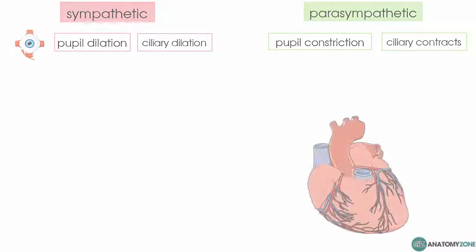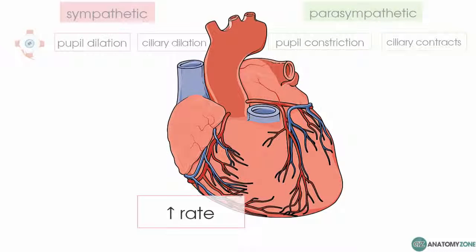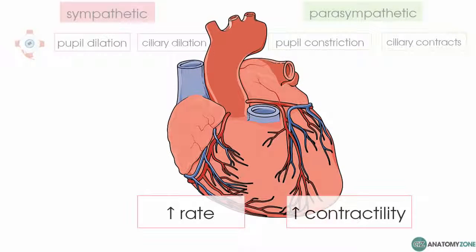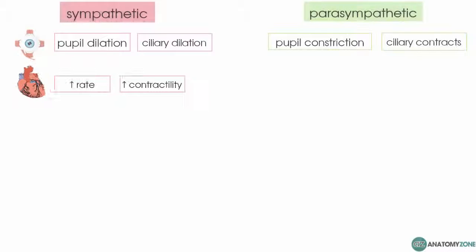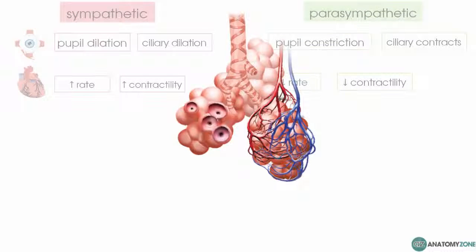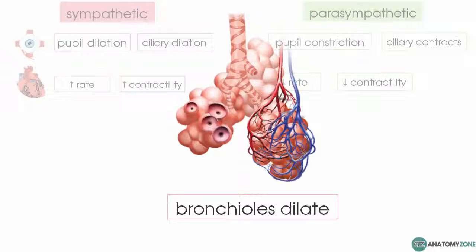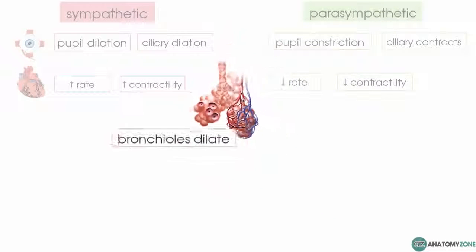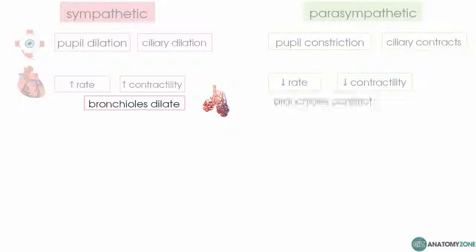You also would need to increase your heart rate and your heart's contractility to increase your cardiac output to get away from the lion. The sympathetic nervous system increases heart rate and contractility, whereas the parasympathetic decreases both. In the lungs, sympathetic activation dilates the bronchioles to allow more oxygen into the body, whereas the parasympathetic nervous system causes constriction of the bronchioles.